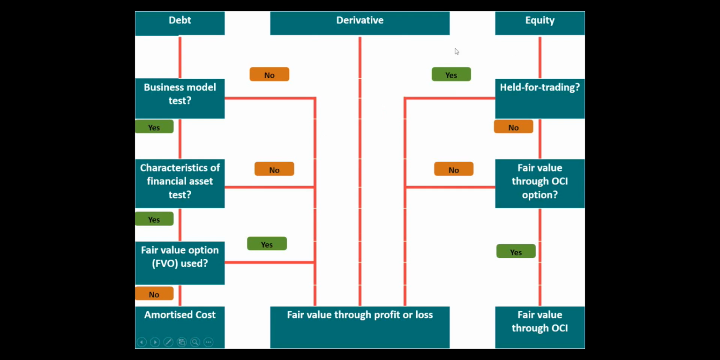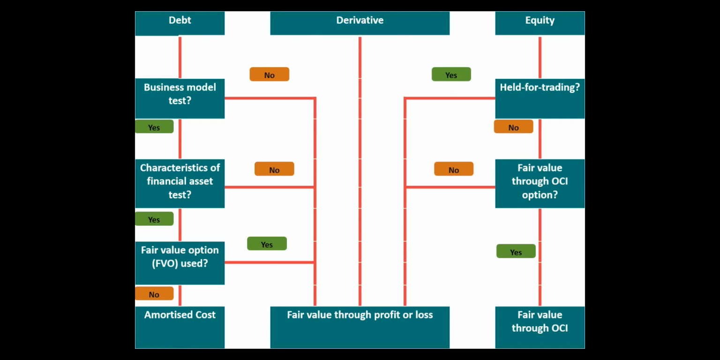So this is a little bit of a decision tree to help you to decide. So if you look at the top, on the one hand, I've got debt. So how do we account for debt instruments? With a debt instrument, you have to ask whether it meets the business model test. And if it meets the business model test, you have to consider what are the characteristics of this financial asset, and there's a specific test for that. And if it meets that, you say yes. Then you will say, do you want to use the fair value option? And if you say no, you can keep it at amortized cost.